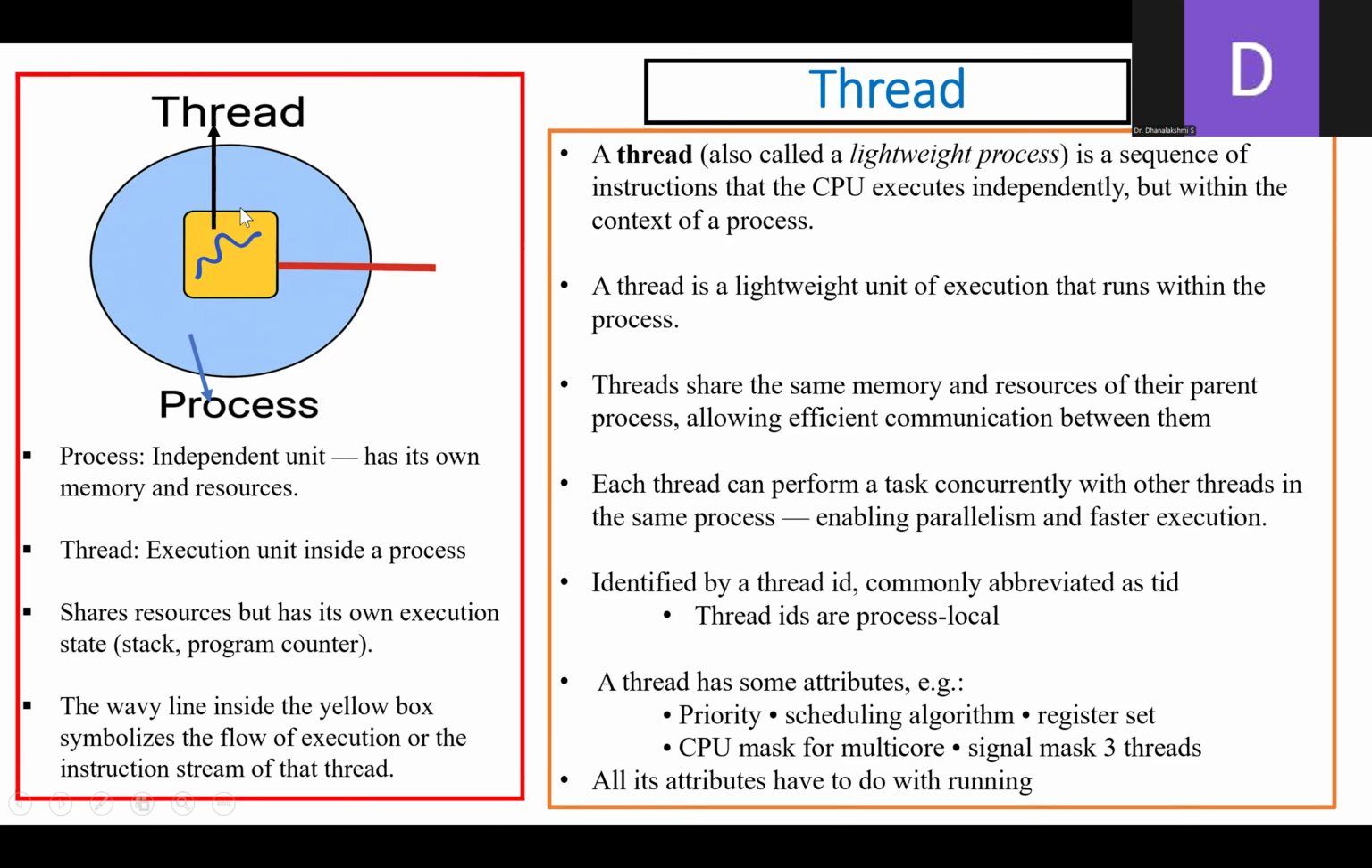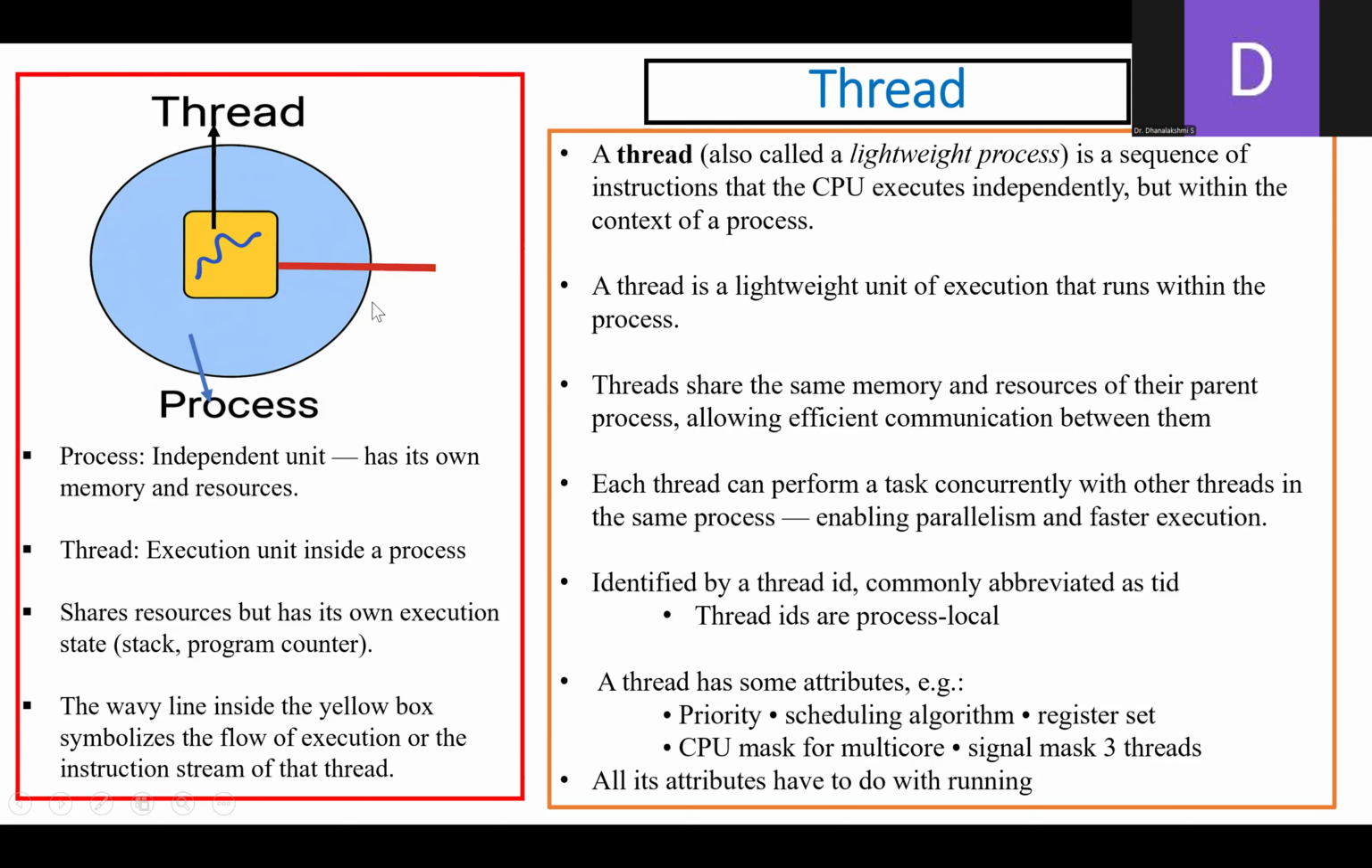And here a thread is also called a lightweight process because it's a sequence of instructions that the CPU executes independently, but within the context of a process. A thread is a lightweight unit of execution, in one line, that runs within the process. Threads share the same memory and resources of their parent process, allowing efficient communication between them. Each thread can perform a task concurrently with the other threads in the same process, enabling parallelism and faster execution.